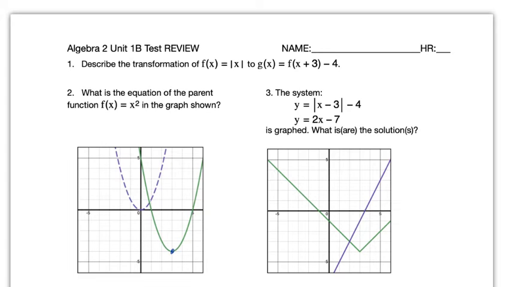Okay, so here is our review guide for the test. I'll try and run through this pretty quickly. Here we've got: describe the transformation of this absolute value function. That's our parent. If a 3 is added inside the function and a 4 is subtracted outside the function.